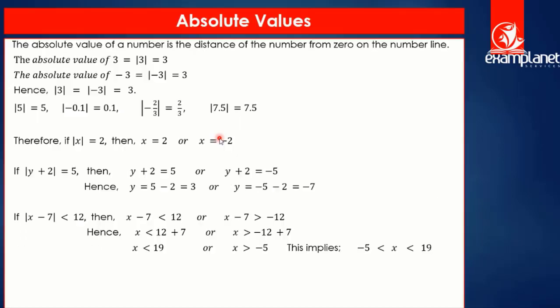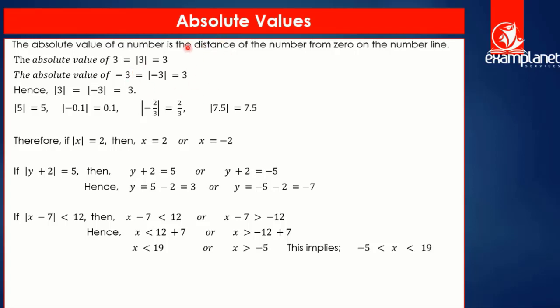Okay, now we have absolute values. The absolute value of a number is the distance of the number from 0 on the number line. Or if you are talking about distance, what do we mean? We are talking about the number of intervals between 0 and that number on the number line.